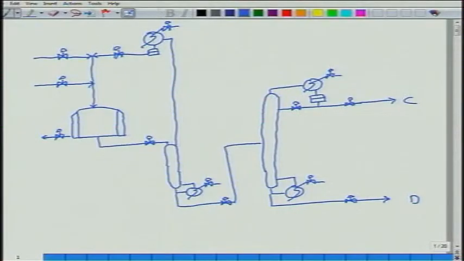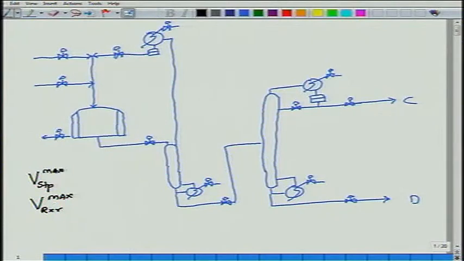Alright, welcome to this next class. So we were looking at optimal operation of this process, and what I am now saying is active constraints. What were the active constraints? Boil up in the stripper should be maximum. What does that mean? Level inside the reactor should be maximum.